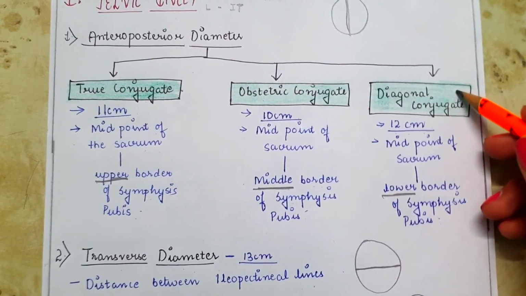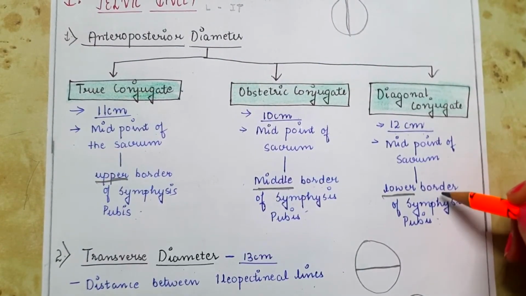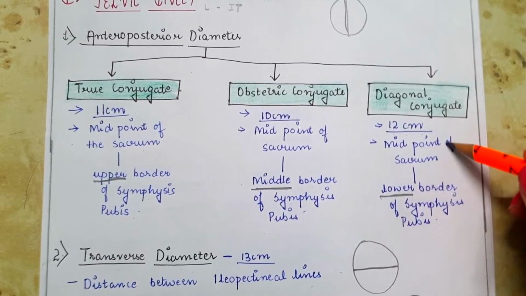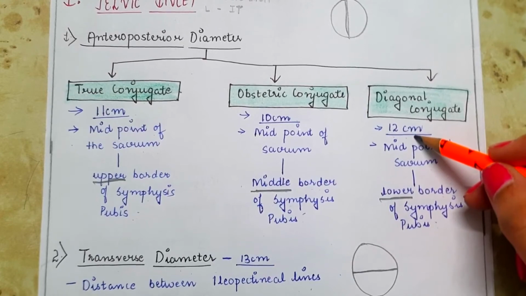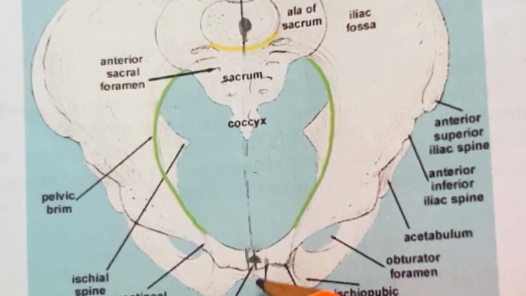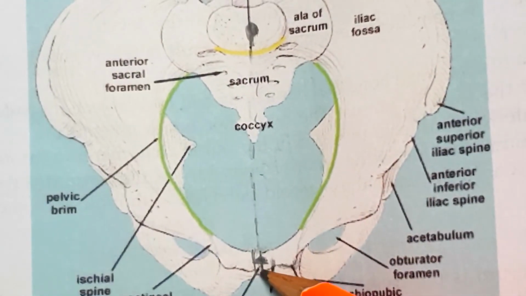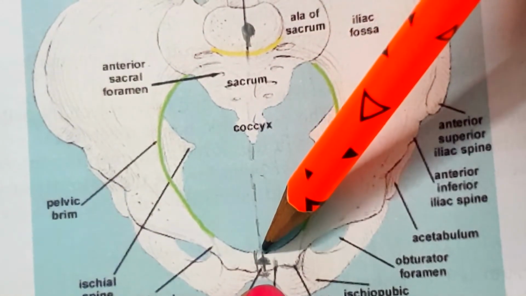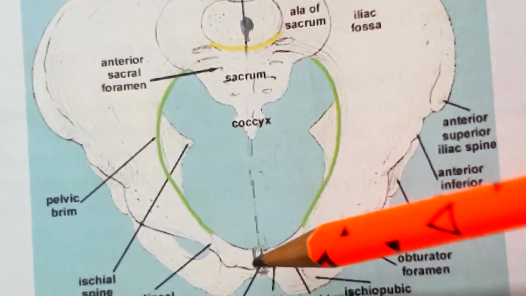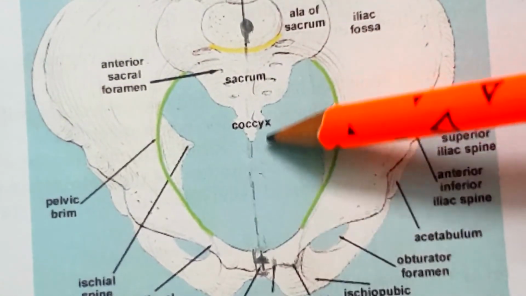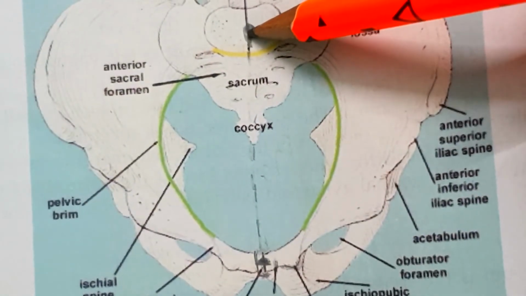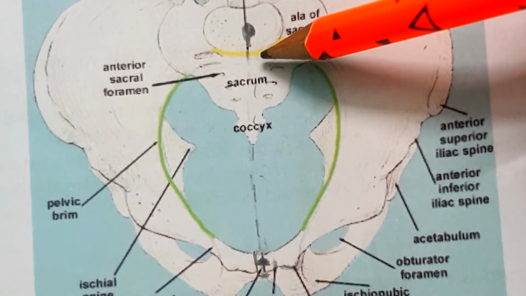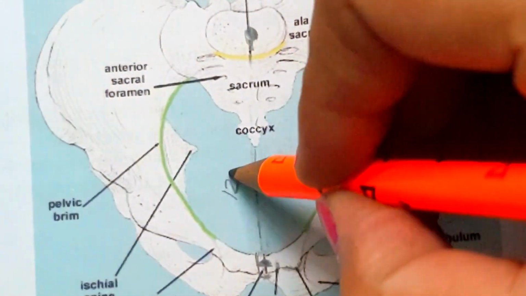Next is the diagonal conjugate, and this diameter extends from the lower border of the symphysis pubis to the midpoint of the sacrum, and it is 12 centimeter. Now this is the lower border of the symphysis pubis, and it is measured from the inner side of the pelvis. From the lower border of the symphysis pubis to the mid of the sacrum, this diameter is known as the diagonal conjugate, and it is 12 centimeter.